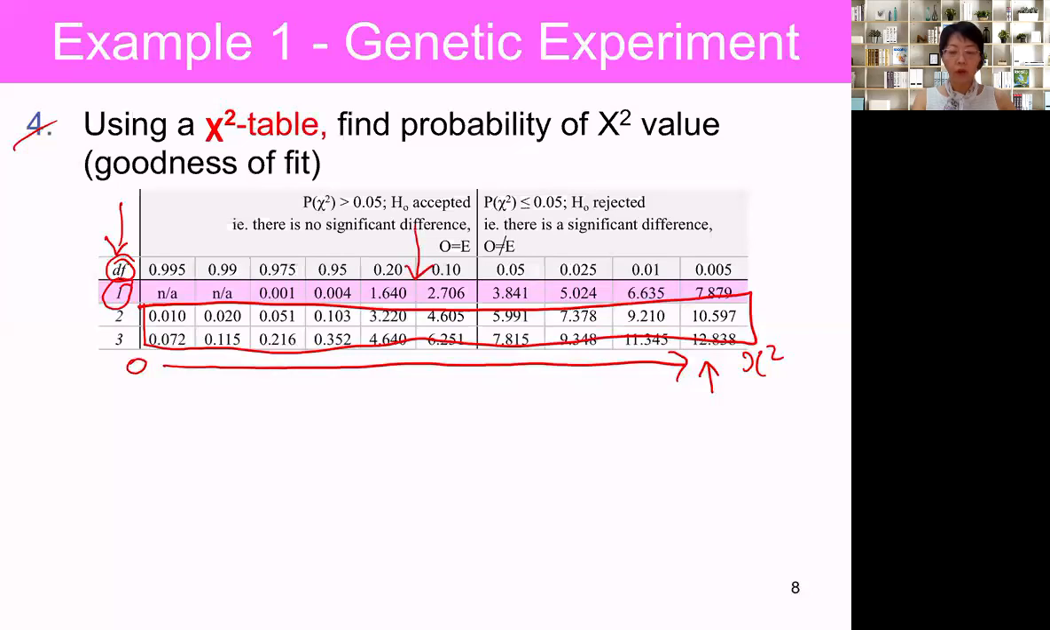Between 1.640 and 2.706. So between these 2 numbers, okay? So therefore, after finding out, you have to write.